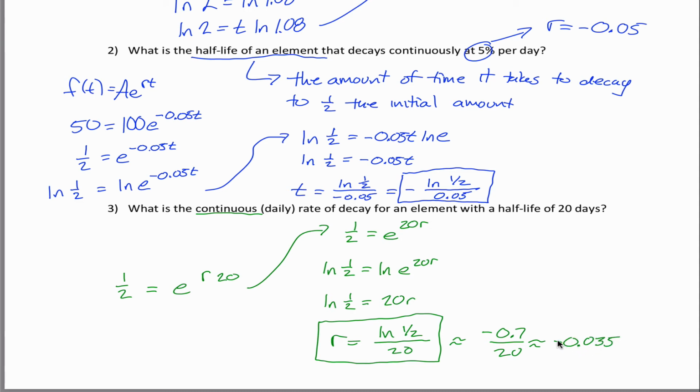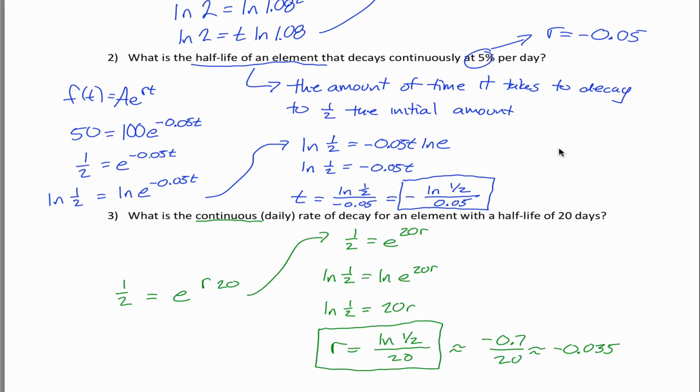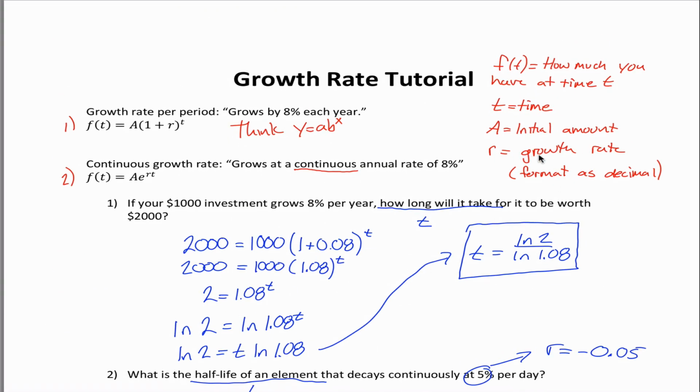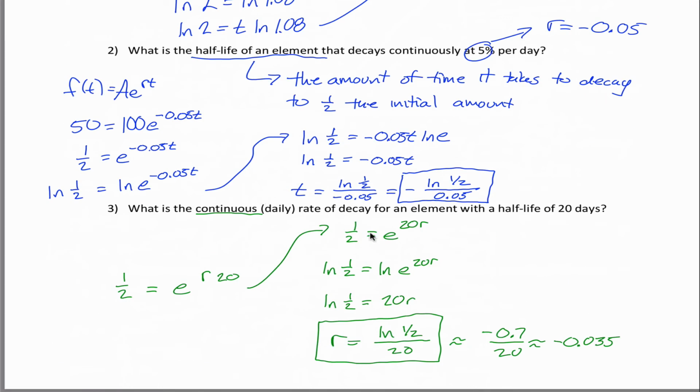Why is this negative? It's because this is a rate of decay. Right? So if you remember up here in this formula, r is your growth rate. If it's positive, it's how much I'm growing by. I'm not growing, I'm decaying. That's why this is negative. This question asks you, what is your rate of decay? So it's decaying at roughly 3.5%, or it's growing at negative 3.5%.